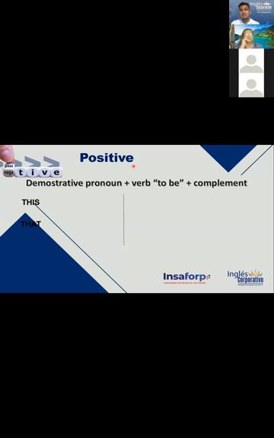Here we have, guys, the way you are going to create positive sentences or positive statements using the demonstrative pronouns. As we know, the demonstrative pronouns are this, these, that and those. But in order for you to make a sentence grammatically correct, you will have to follow a formula. And what is the formula? Very easy. We have a demonstrative pronoun plus the verb be plus the complement. Let me show you an example.